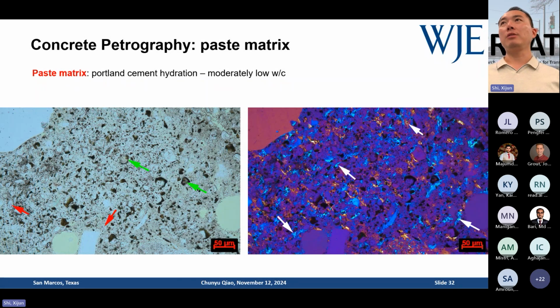Calcium hydroxide is another major hydration product. It's crystalline, from the reaction of cement particles with water, right? By examining the shape, distribution, or size of the calcium hydroxide, you can get information about the water-cement ratio evaluation, or restricted hydration, normal hydration, or advanced hydration, and so on.